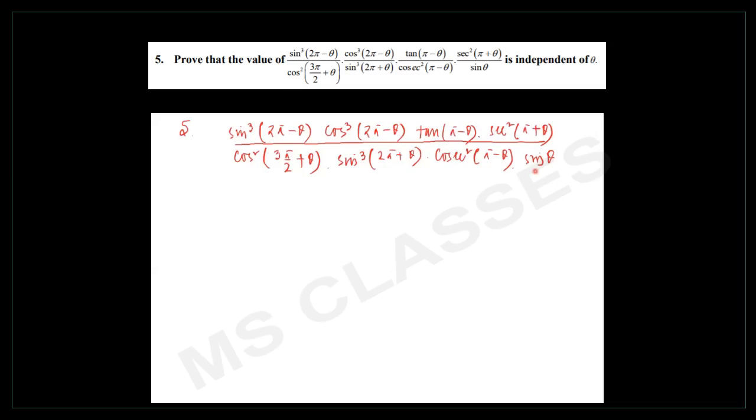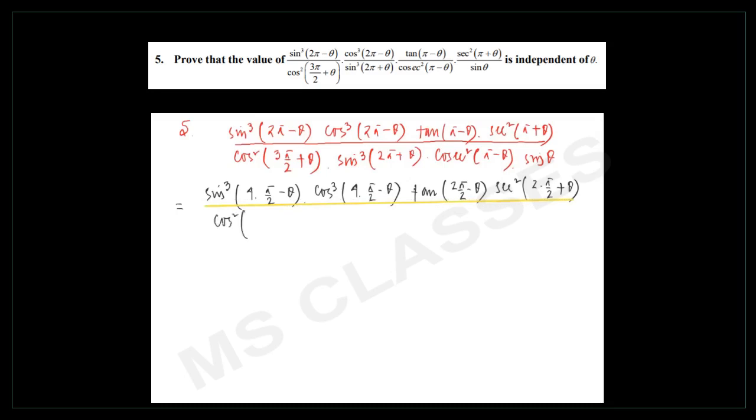Now children, first of all, the first step will be to convert the pi format in terms of a multiple of pi by 2 plus or minus something. That is the first step we'll do. So this is tan (2 pi by 2 minus theta), sec square (2 into pi by 2 plus theta), divided by cos square (3 pi by 2 plus theta).